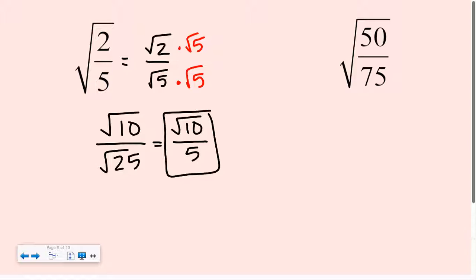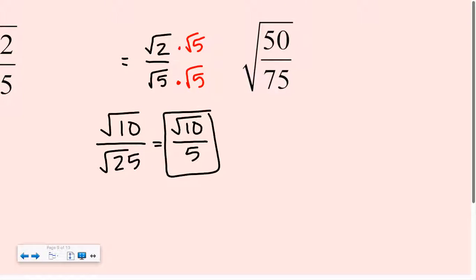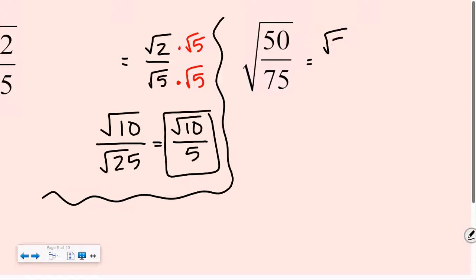Square root of 50 over 75. There are multiple ways that you could go about starting this one. I'm going to split it up: square root of 50 over the square root of 75. You could rationalize right away, meaning you multiply the numerator and denominator by whatever that square root is in the denominator. But if I'm challenging you not to use your calculator, then I wouldn't do this, because I wouldn't want you to multiply 75 times 75 without a calculator.